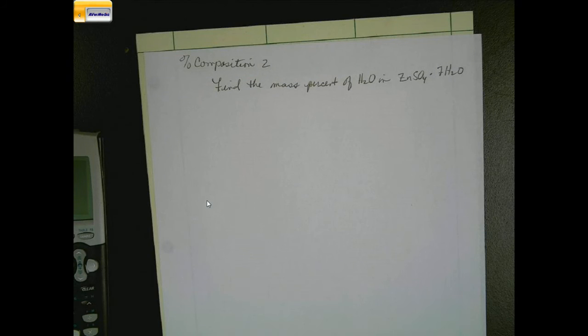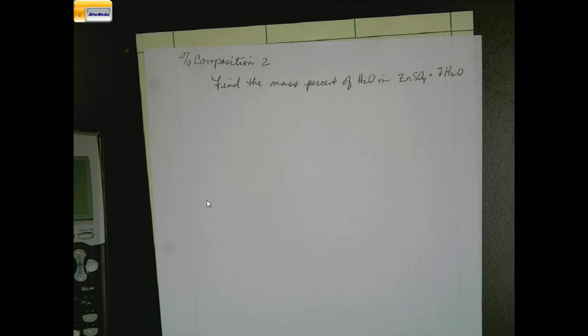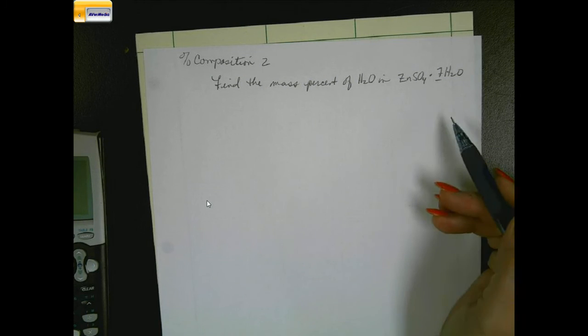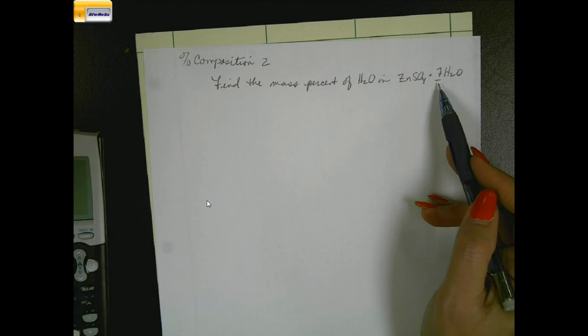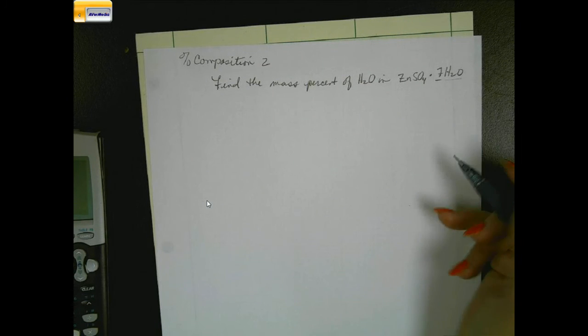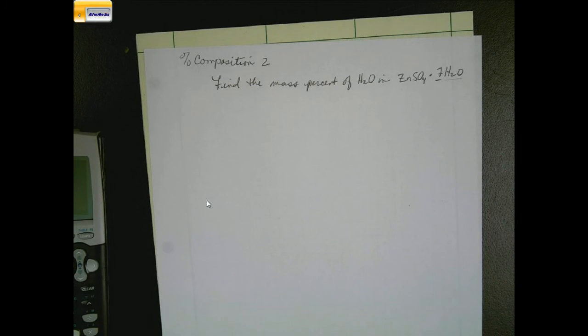Okay guys, let's do a more difficult percent composition. The other one was so easy. Let's do this one. It says find the mass percent of water in zinc sulfate heptahydrate. Whenever you have that dot and then a number, you're going to use those prefixes you were given for your two nonmetal naming. So 7 was hepta, and then for the water you just say hydrate. So we want to find the mass percent of water in this formula.